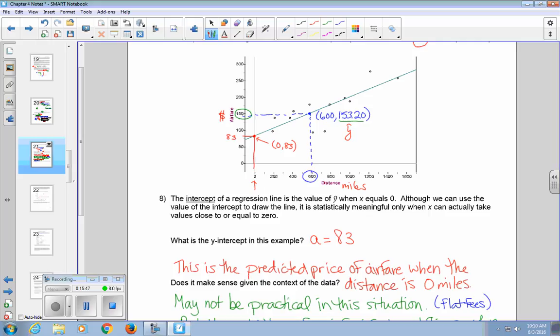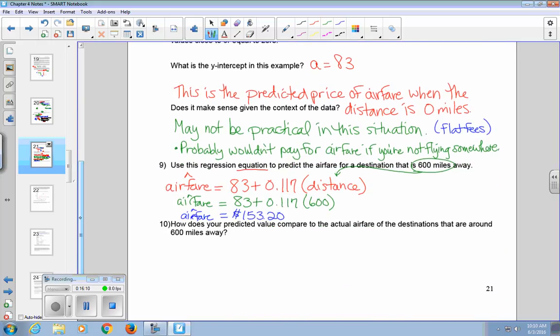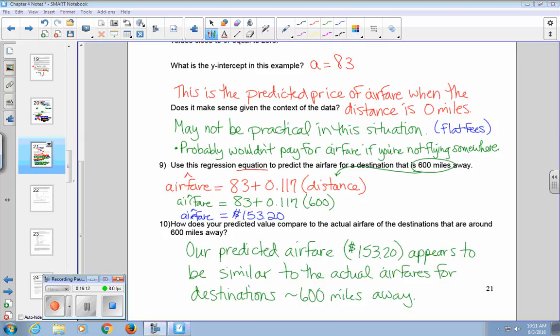Also notice we do have 2 points in here that look like they have distances of around 600 miles. And they're both somewhat similar to our predicted value, or predicted airfare. We've got one that's a little bit higher, one that's a little bit lower. So I would say that our predicted airfare appears to be similar to the actual airfares for destinations that are 600 miles away. Doesn't look overly unusual. Okay, so we got a predicted airfare, and that was the $153.20. Appears to be roughly similar to the actual airfares for destinations that are around 600 miles away.